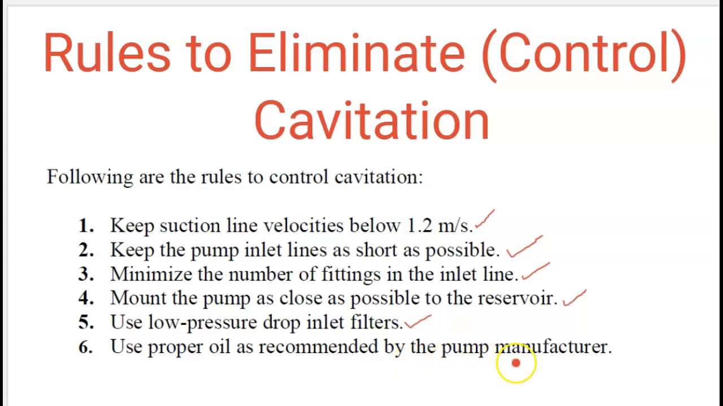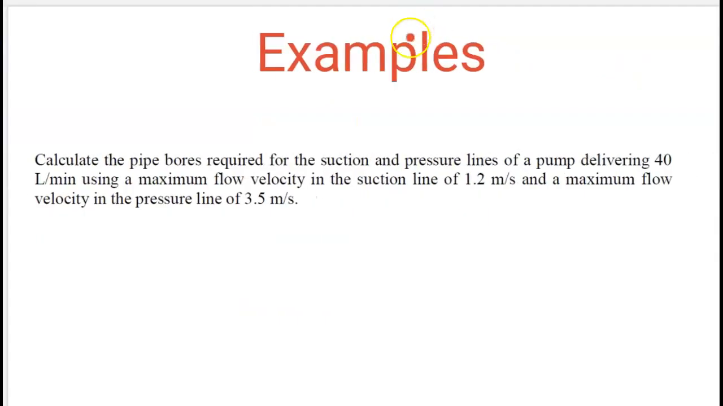Use proper oils as recommended by the pump manufacturer, because every oil has its characteristics, how much air it can absorb at different temperature and different pressure.